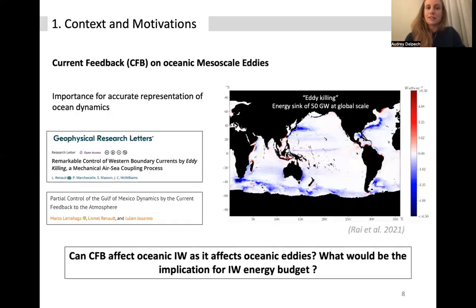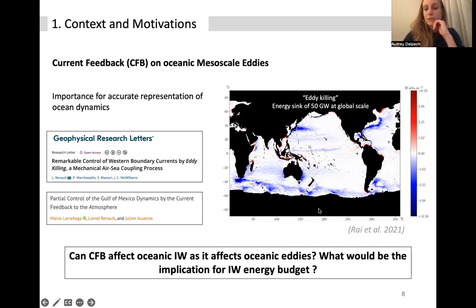The current feedback mechanism has been shown to be a major, or quite important, mechanism for the dynamics of the eddies in numerical models. It allows a better, more accurate representation of the oceanic eddies in numerical models. There have been several papers on the topic, driven mostly by Lionel Renault, but not only.